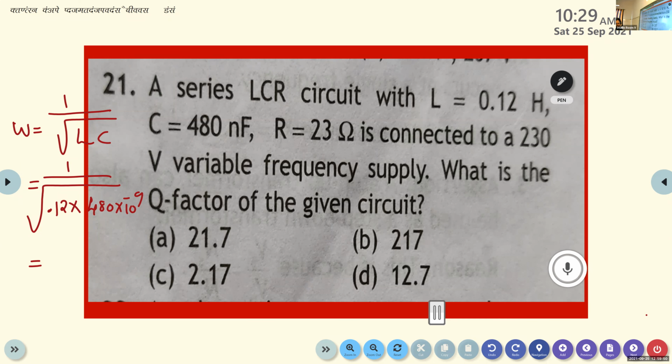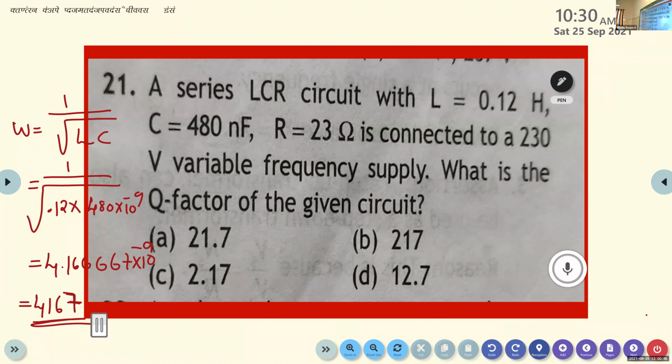So whenever we solve this, we get a value like this, 4.16667 into 10 raised to minus 9. When we solve 1 by root of 0.12 into 480 into 10 raised to minus 9, it is something like that, 4.16667 into 10 raised to negative 9. So we can remove this decimal point and write 4167. So this is the value of omega, 4167.